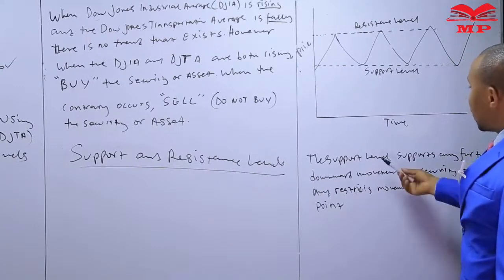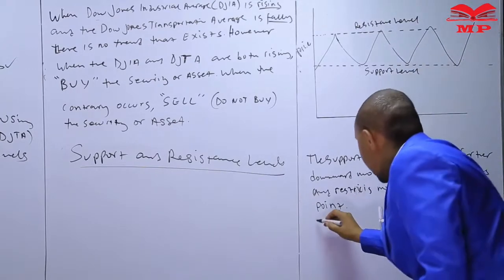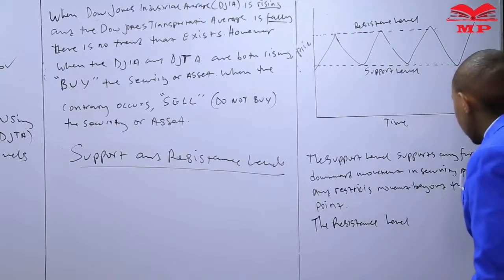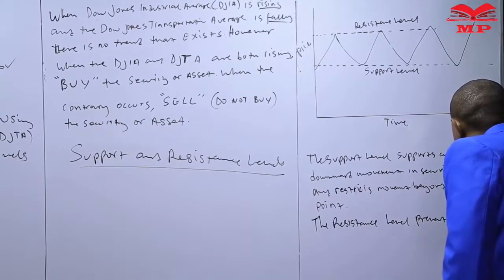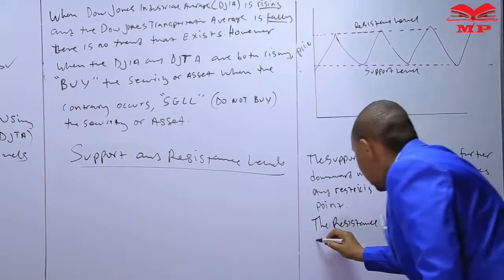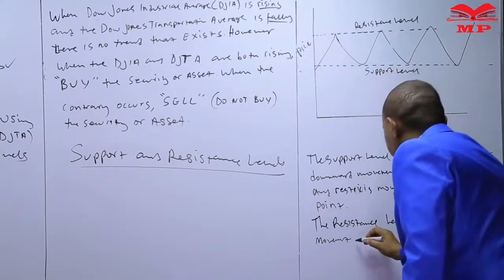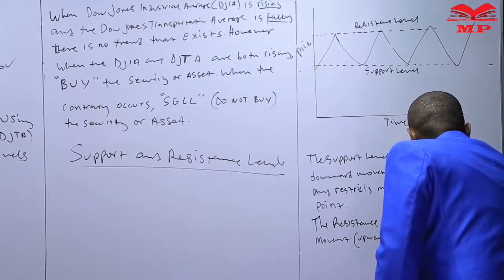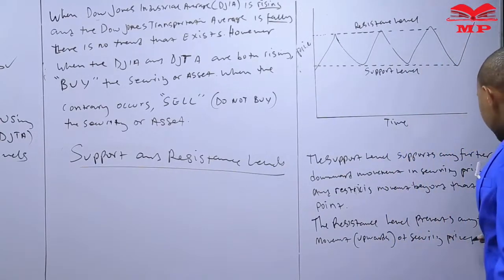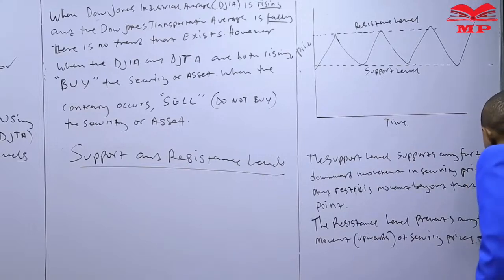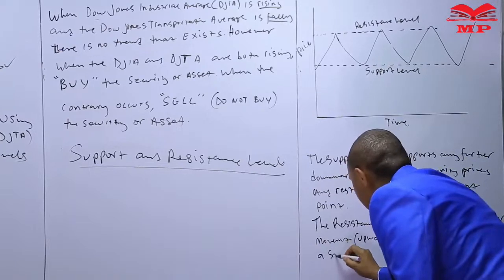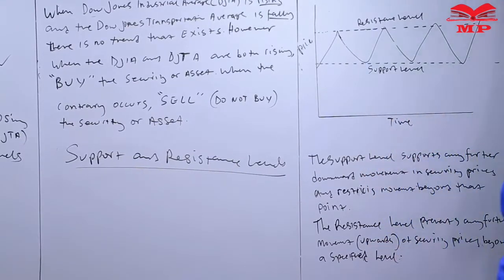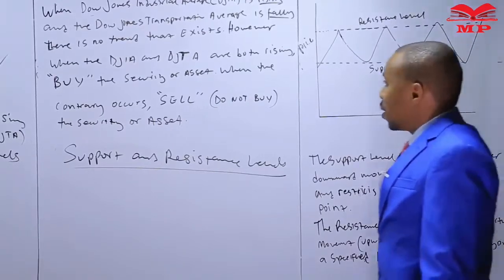support level. The resistance level is the opposite of this, and we can say that the resistance level prevents any further upward movement of security prices, prevents any further movement of security prices beyond a specified level there. So that is the support and resistance level explanation right there.